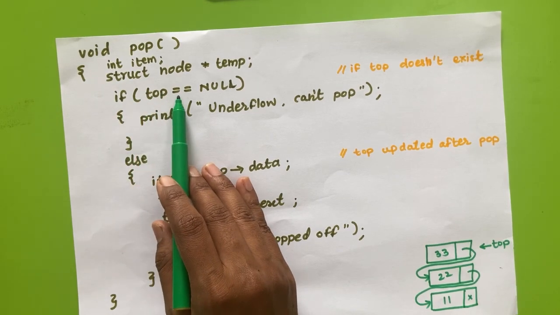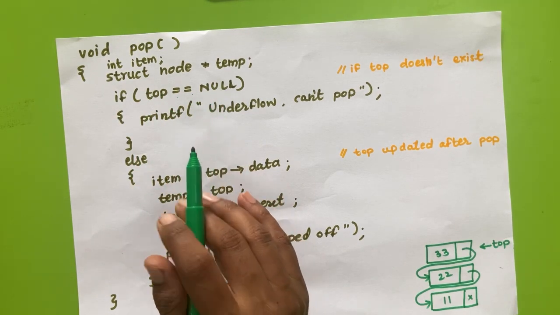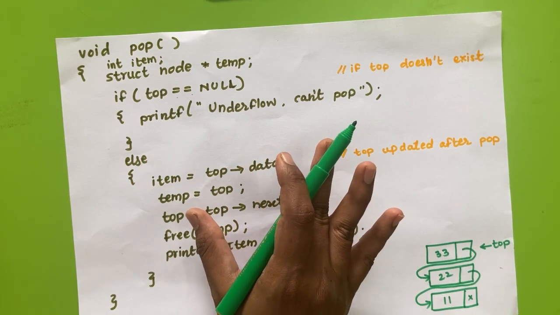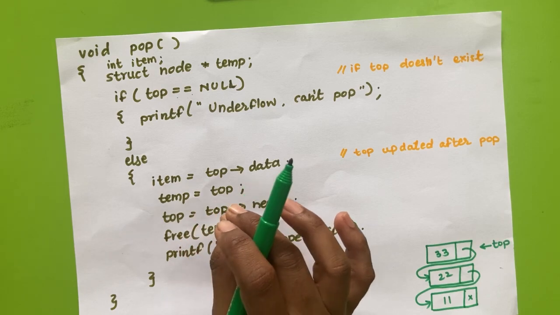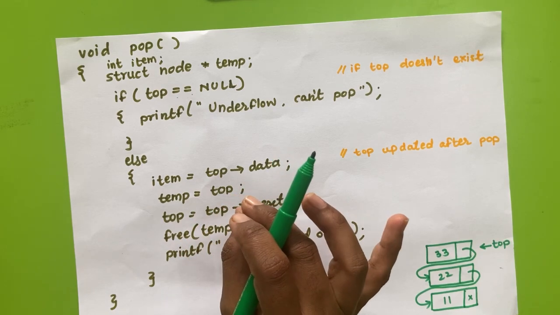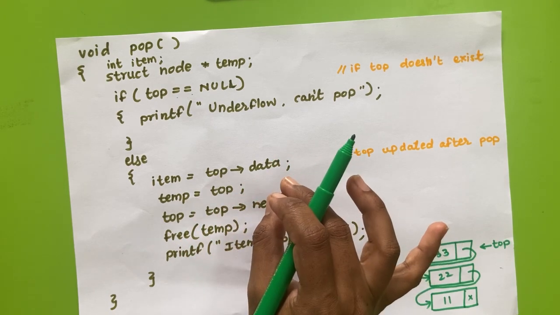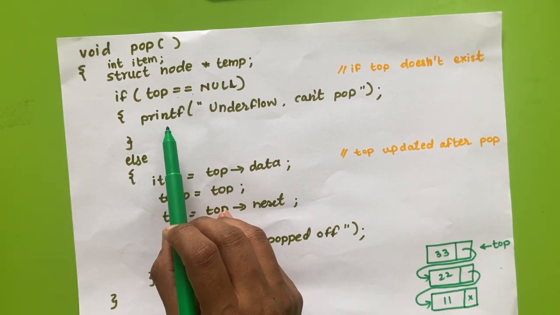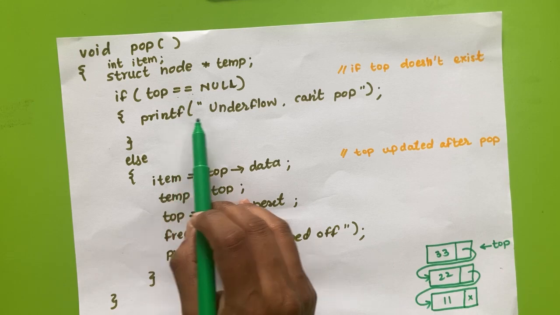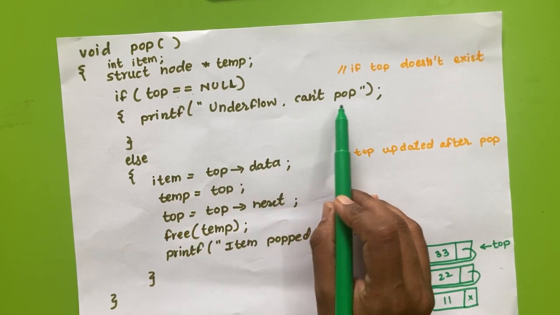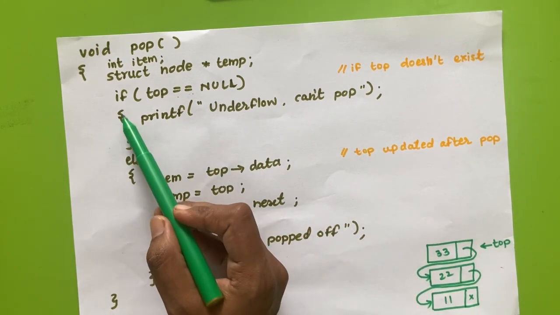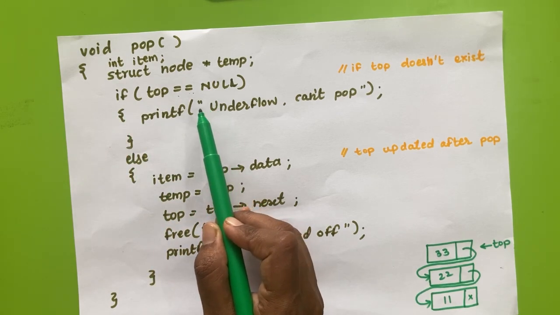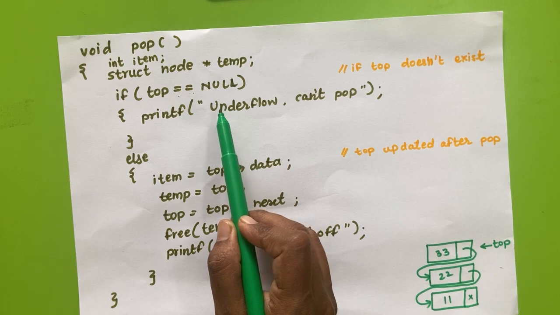So if top is equal to null, that means no element is present in the stack, we don't have any node present in the stack as a linked list. So if top is equal to null, then we cannot perform the pop operation, so it will print underflow, we can't pop. So this will get executed if an item is not present in the stack.